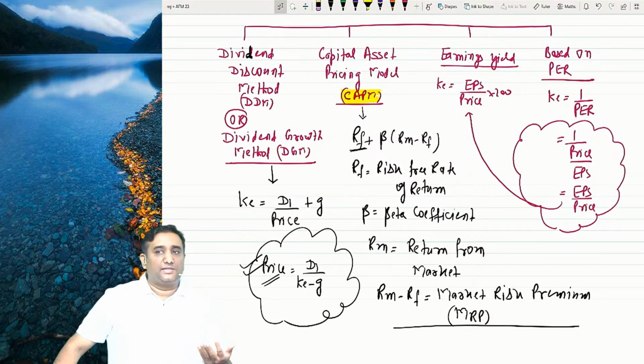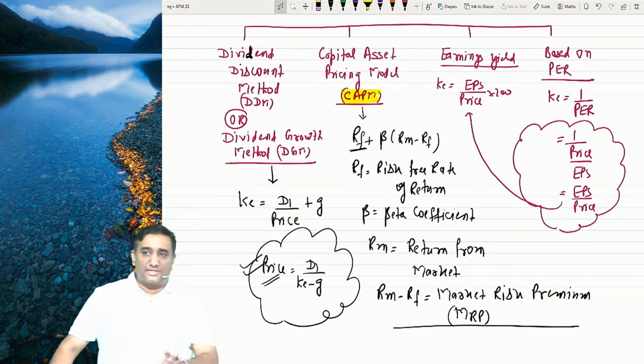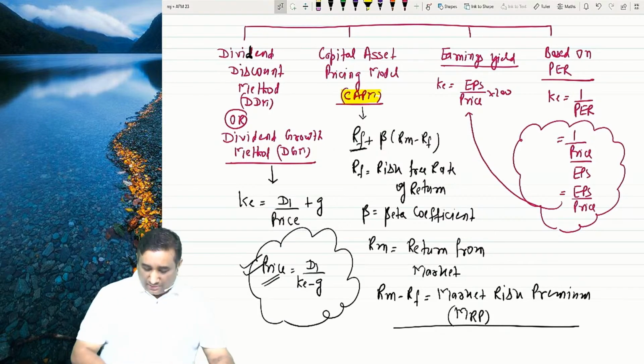For example, the market is India. If we say the market is the National Stock Exchange or Bombay Stock Exchange, NSE and BSE, then what is the return from the Nifty or Sensex? That we have not discussed in yesterday's class. Today I'll be talking about it as a separate part.